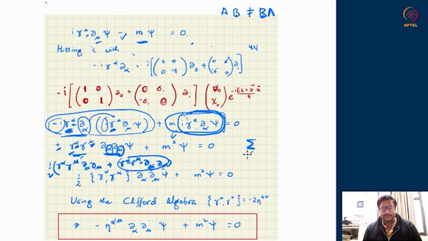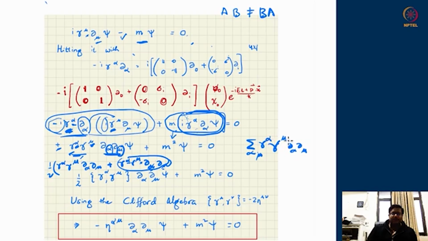So alpha is being summed over, gamma alpha gamma mu, and del alpha del mu is there. So what I can see, both alpha and mu are being summed over. So it doesn't matter, this has to take value 0, 1, 2, 3, and mu also has to take value 0, 1, 2, 3. So it doesn't matter whatever I call what.